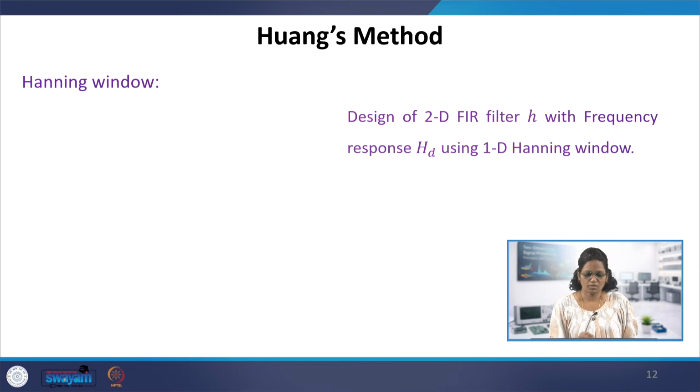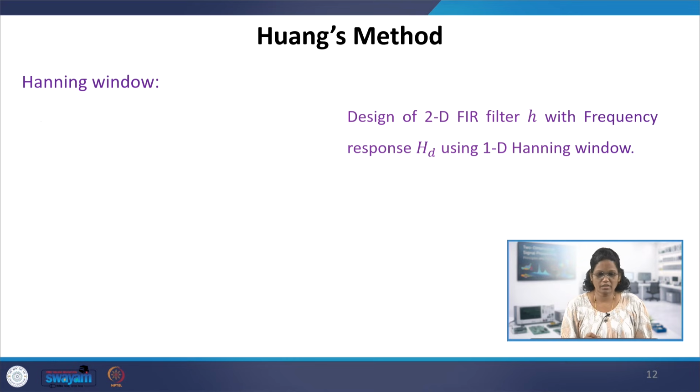In Huang's method, if you recall, we took the analog window, and to make a circularly symmetric window we rotated it by substituting t equal to the square root of t1 squared plus t2 squared. If you recall the method we discussed a few lectures back, now using Huang's method we will design the 2D FIR filter H of n1, n2, with its frequency response, for the desired frequency response HD, using a 1D Hanning window. This window can be of any type, like Hanning window, Hamming window, or a separable window, and so on.